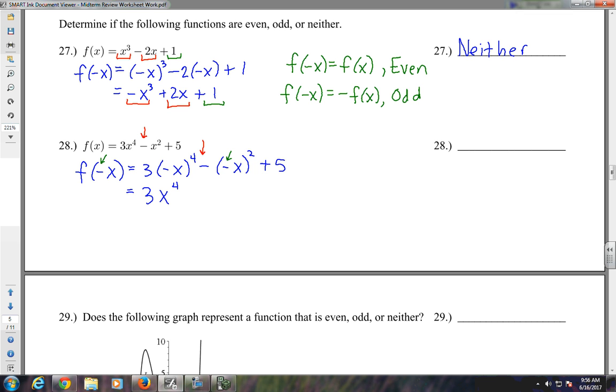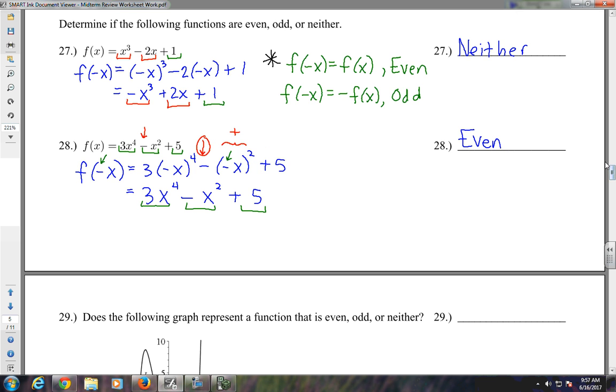On the second term, when I evaluate a negative to an even power, this gives me a positive number, but because of this additional negative, we're going to end up with a minus x squared there, and then plus 5. Once I'm done simplifying, I compare it to the original function. Notice the first term stayed the same, the second term stayed the same, and the last term stayed the same. So we have the case where we simplified f of negative x. We got exactly the same function we began with, so this one is an even function.